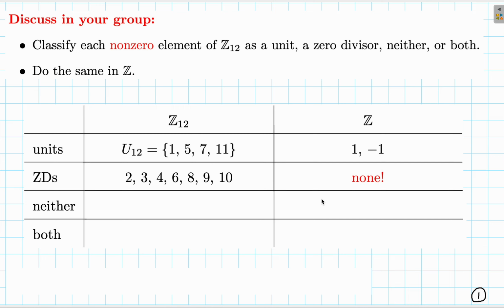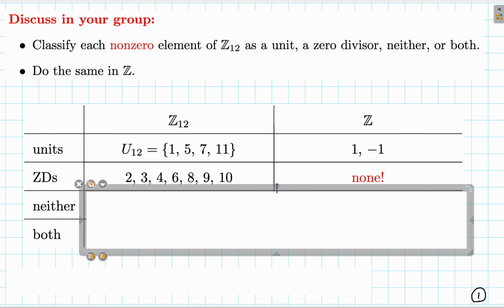What about the integers? Well, if you take a pair of non-zero integers and multiply them together, the product is still non-zero. And therefore, the ring of integers does not have any zero divisor.